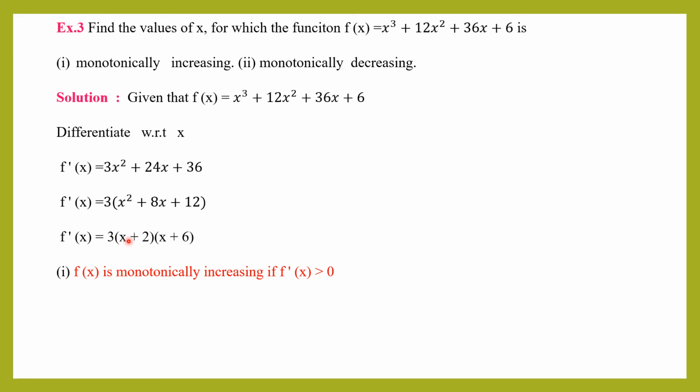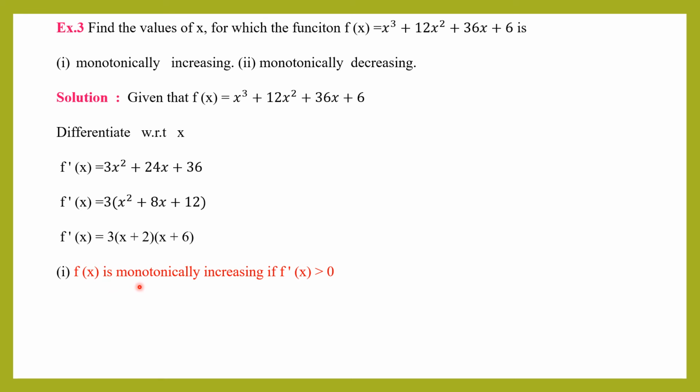We factor this quadratic expression. Here the x squared coefficient is 1, the constant term is 12, the product is 12. We find two numbers whose product is 12 and sum is 8. The two numbers are 6 and 2. Their product is 12 and sum is 8. Therefore, the factors are x plus 2 and x plus 6. Therefore, f dash of x equals 3 into x plus 2 into x plus 6.